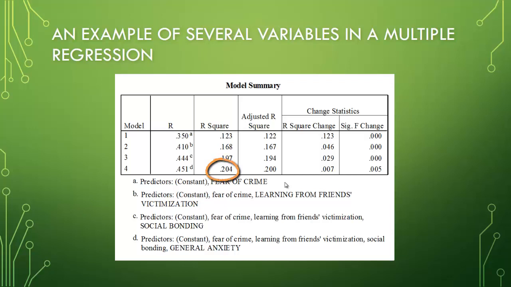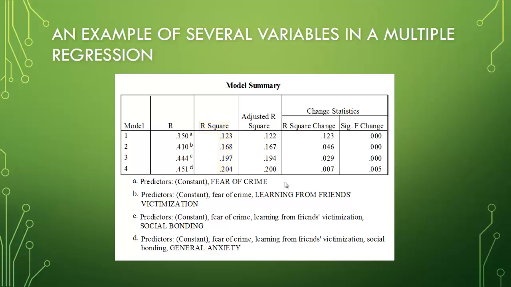The R-square value is 0.204. So the model explains 20.4% of the variability in the dependent variable, in this case, safety precautions. Also notice that the F value is significant. In this instance, as we move from model 1 to model 4, what we're looking for is significant change. And so in the first model with 1 predictor, we only explained 12.3% of the variance in the dependent variable. But as we moved through adding new predictors, we ended up with the fourth model that explained 20.4%.